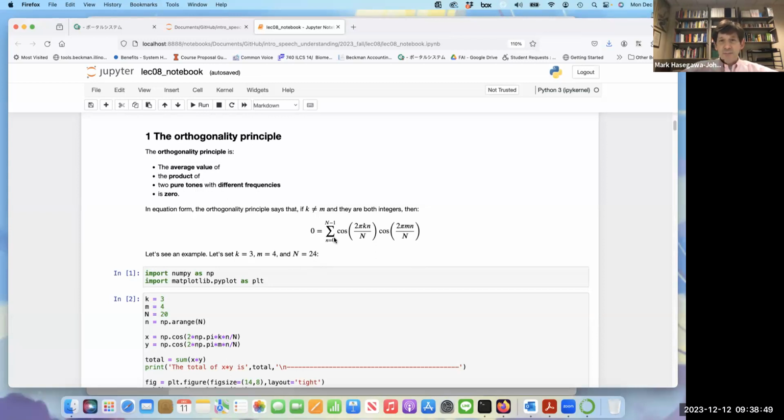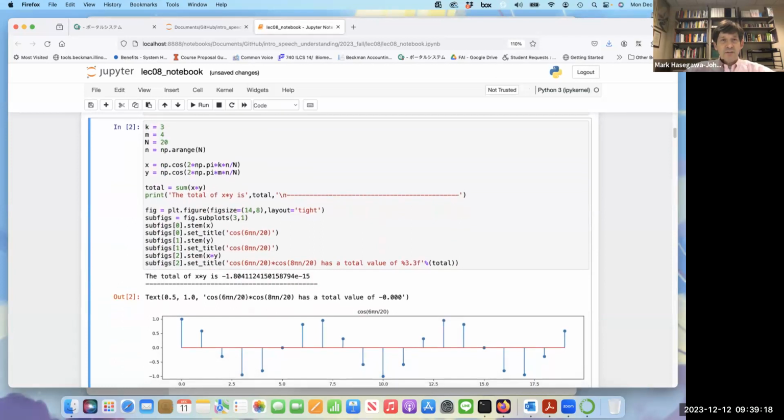So let's take an example. Let's multiply together the cosine at one frequency, k, and the cosine at some other frequency, m. So the frequencies are 2 pi over capital N times k times little n, and 2 pi over capital N times little m times little n, where little n is the sample number. So I'm going to start out by setting k equals 3, m equals 4, and capital N is 24, and then we can look and see the product of those two.